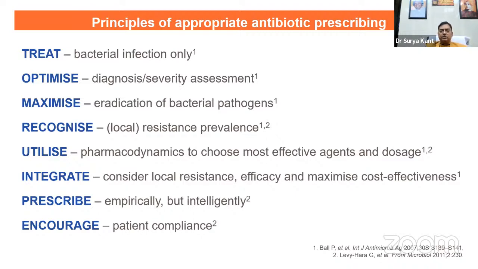Utilize pharmacodynamics to choose the most effective agents and doses. Integrate and consider local resistance, efficacy, and cost. Everything should be integrated. Prescribe empirically but intelligently. Whenever you are taking an empirical decision, consider all these things which I have mentioned.